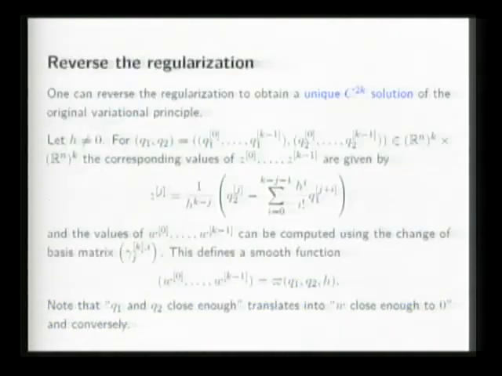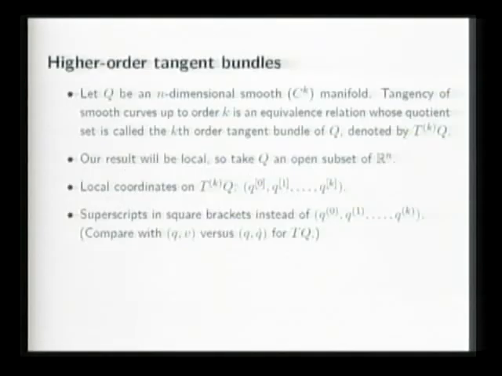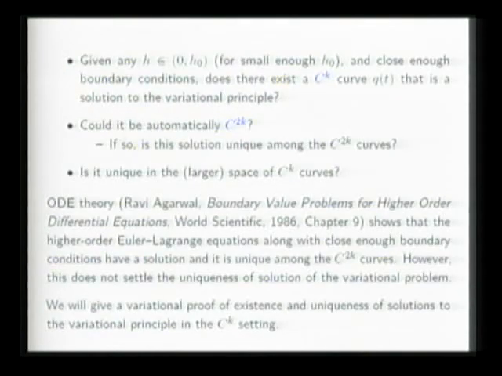So the answer to our previous questions here is yes to all. I mean, you have existence of solutions in the CK context. It is automatically C2K. It is unique among the C2K curves, and it is unique in the space of CK curves.